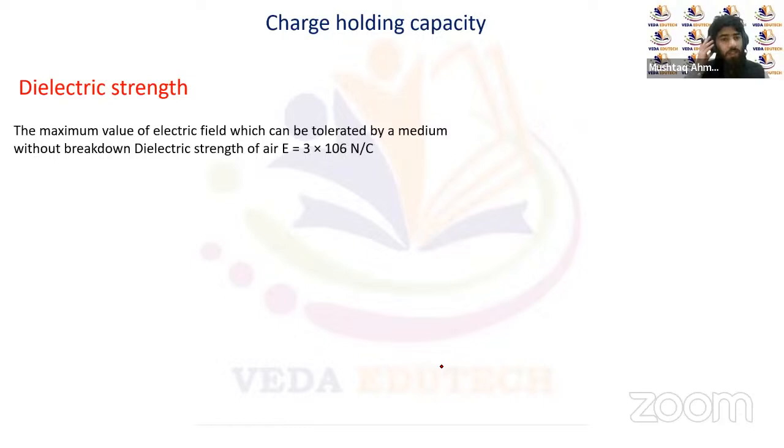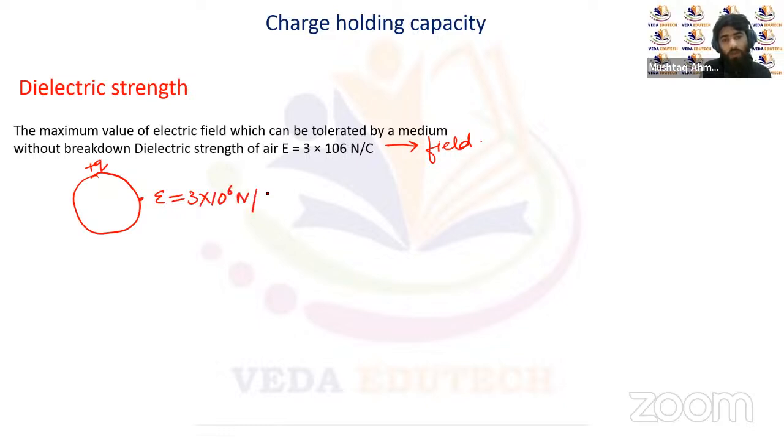So dielectric strength is the maximum value of electric field which can be tolerated by a medium without dielectric breakdown, right? Let's suppose that for air, the dielectric strength is 3 into 10 to the power 6 Newton per Coulomb. This is the electric field strength for air. So if we supply a charge to a conductor to such an extent that the electric field near the surface of this conductor becomes 3 into 10 to the power 6 Newton per Coulomb, after that, what is going to happen? The dielectric breakdown will take place.